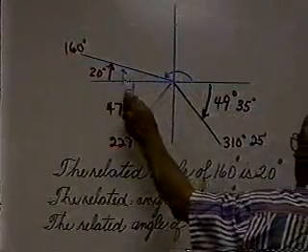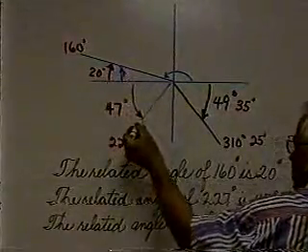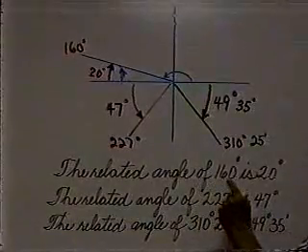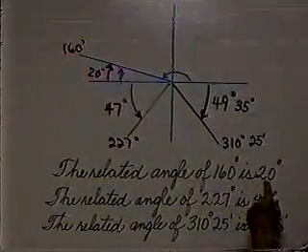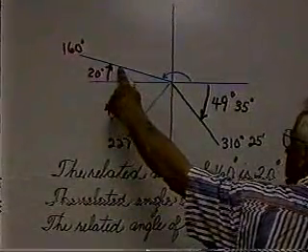Just go find out how far it is from the x-axis. How far is it this way? How far is it from the x-axis? That's the concept. So the related angle of 160 is 20 degrees because it's 20 degrees from here up to the angle.